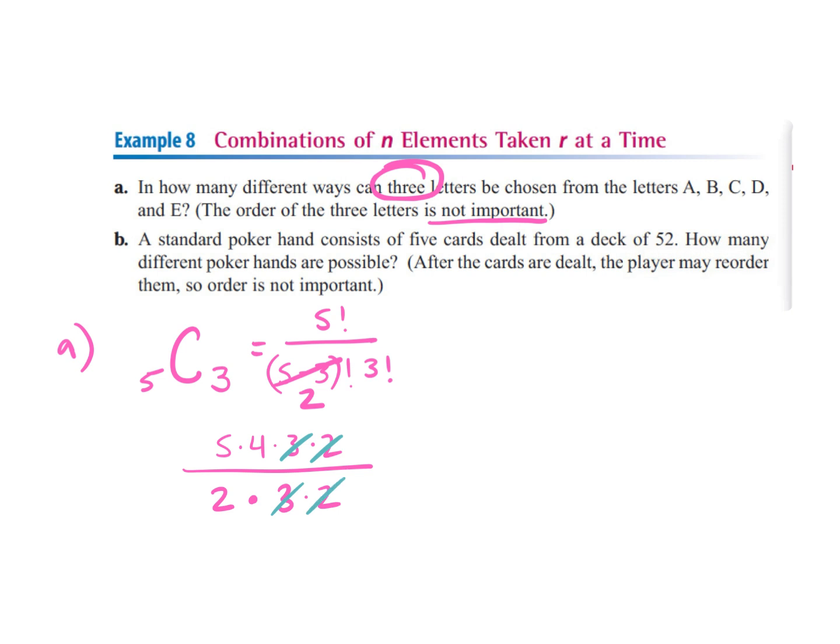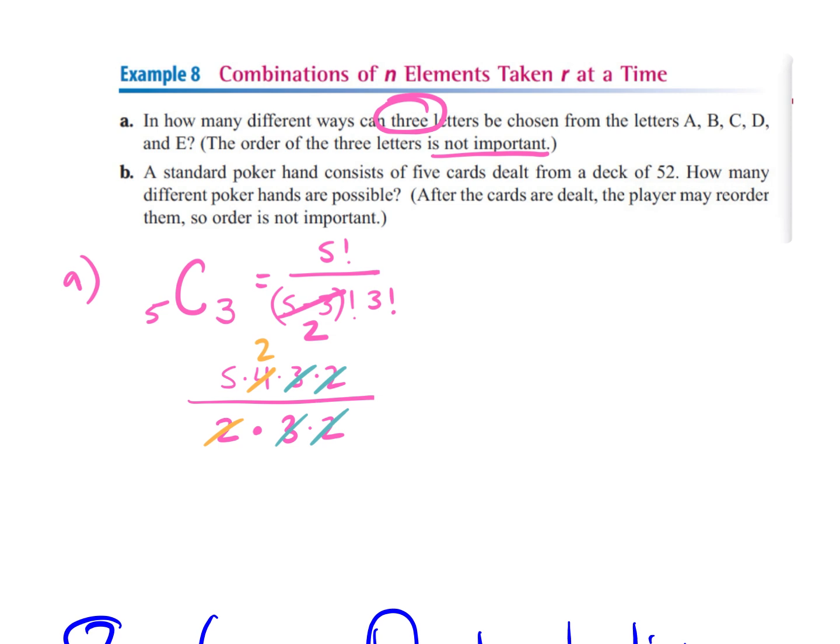We could also simplify. 2 goes into 4 how many times? 2. So what do we have left? 5 times 2, which would be 10. So there's 10 different ways that 3 letters can be chosen from the letters A, B, C, D, and E.